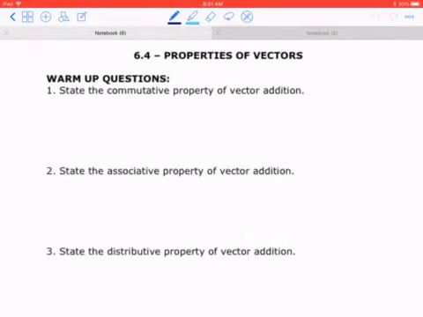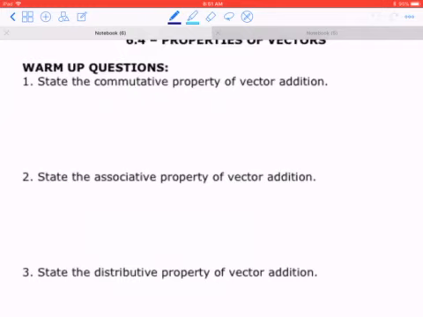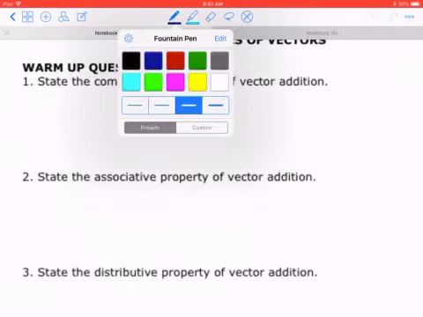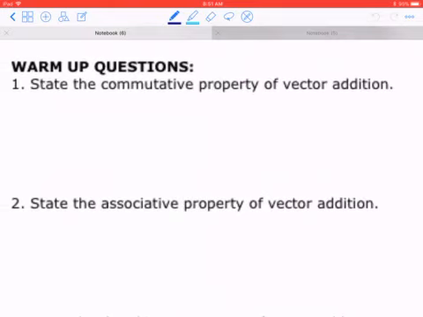Here's the warm-up. Number 1, state the commutative property of vector addition. So the first thing we're going to do is write down what this property is, and we're going to illustrate this with a diagram. So A plus B equals B plus A. So when you're adding vectors, order doesn't matter.